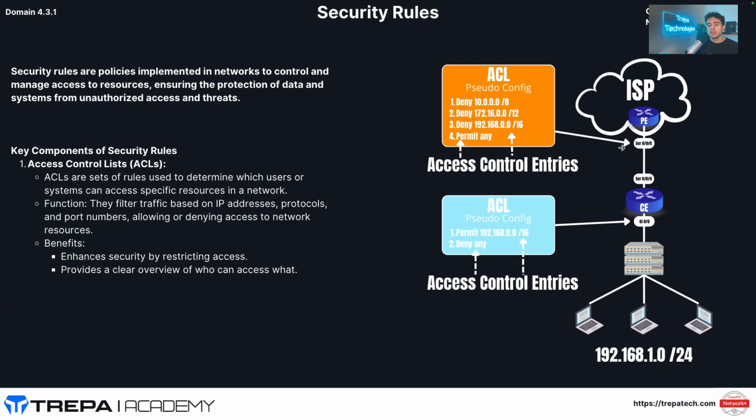Security rules. So security rules are the policies implemented in networks to control and manage access to resources, ensuring the protection of data and systems from unauthorized access and threats. So a simple one is an ACL, and this is at the network where we permit and deny and filter traffic based off IP address, protocol, or port information. That's layer 3, layer 4 filtering with ACLs.